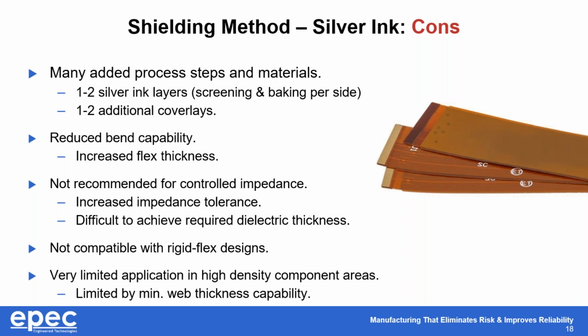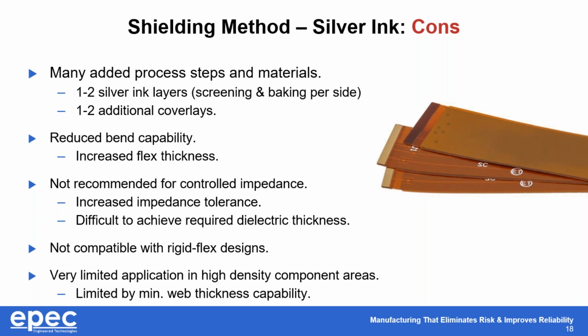As a material, it is not compatible with that of rigid flex designs. The silver ink is difficult to position with the accuracy that's required in a rigid flex design, specifically where the flex meets the rigid portions. And then that silver ink is going to be subjected to the heat of the lamination process of the rigid areas, which it doesn't tend to do well with.